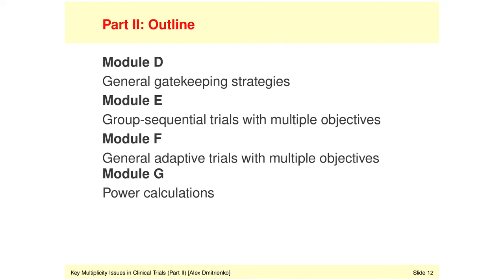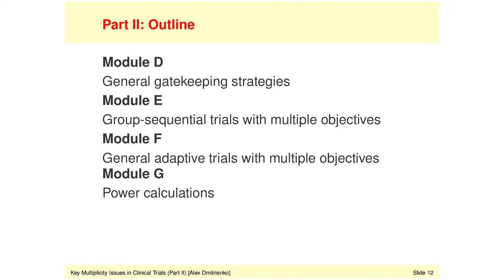Module E, group sequential trials with multiple objectives, and Module F, general adaptive trials with multiple objectives. These two modules deal with complex multiplicity problems with an additional twist that the treatment effect will be evaluated at one or more interim analyses in addition to the final analysis performed at the end of the trial.